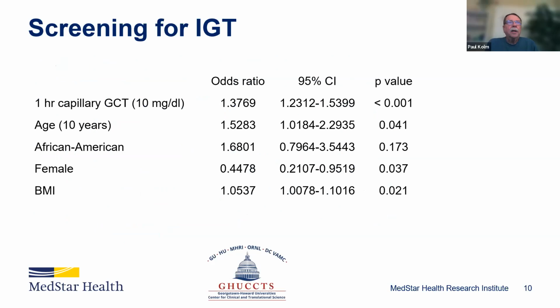So here's our logistic regression results. And so you can see the 1-hour test, age in 10-year increments, African American, female, and BMI. You can see that they're all statistically significant at the 0.05 level, except for African American or race. And so if we're doing backward elimination, that's our first candidate for taking it out of the model.